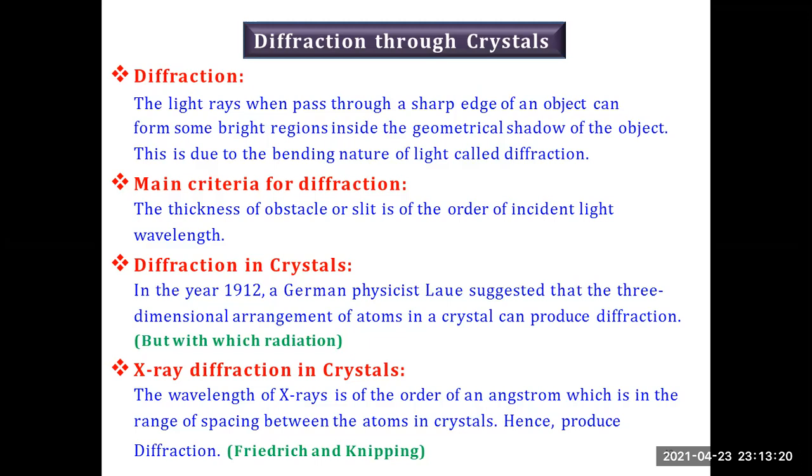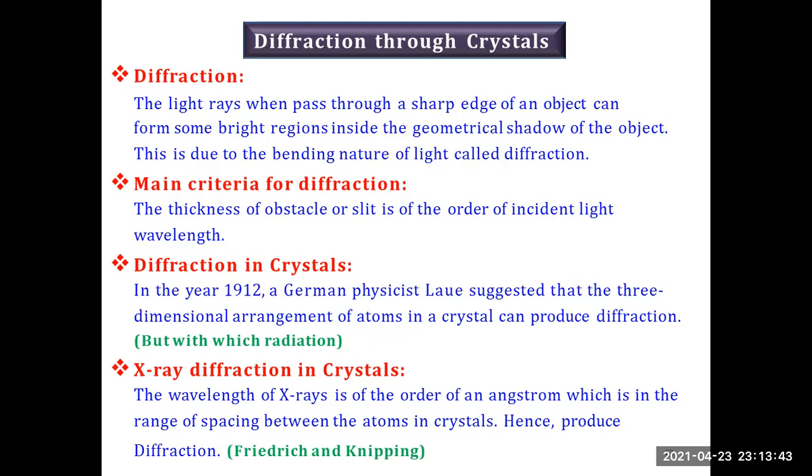The wavelength of the X-ray should be in the order of an angstrom, which is also the range of the interplanar spacing between the atoms inside the crystal. If this is the condition, then X-ray diffraction will occur. And why are we taking X-rays only? Why are we not talking about electron beam or neutron beam?